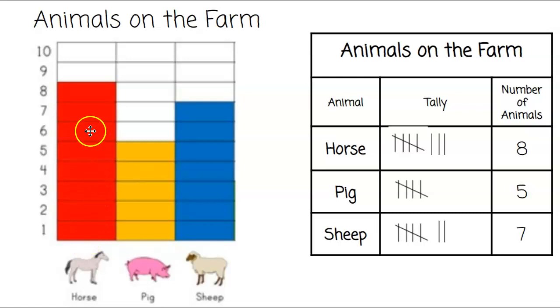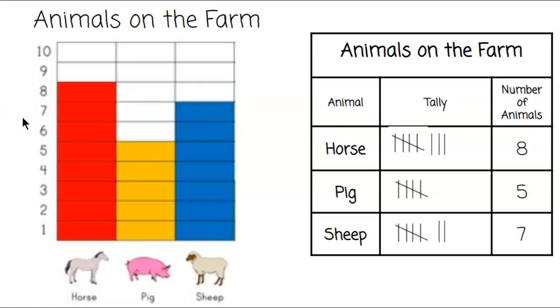So if I go up to the top of the bar and I go across, there are 8 horses on this farm. In my pig column, if I go to the top of the bar and I go across, I have 5 pigs on the farm. For sheep, I go to the top of the bar, I go across, and I have 7 sheep.